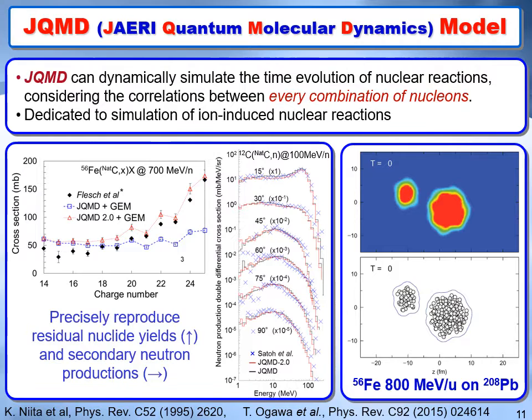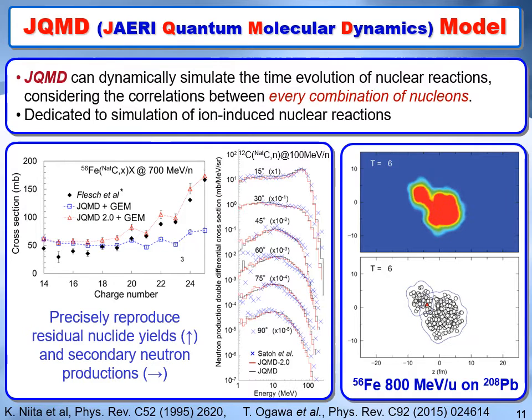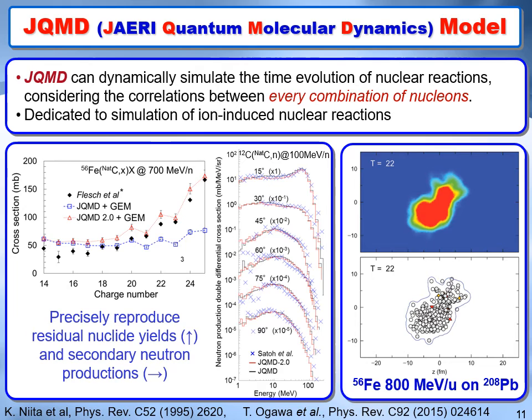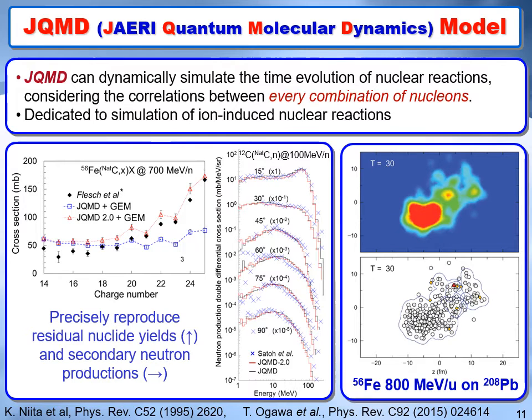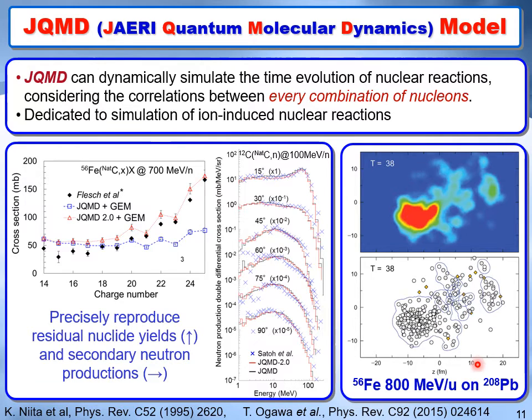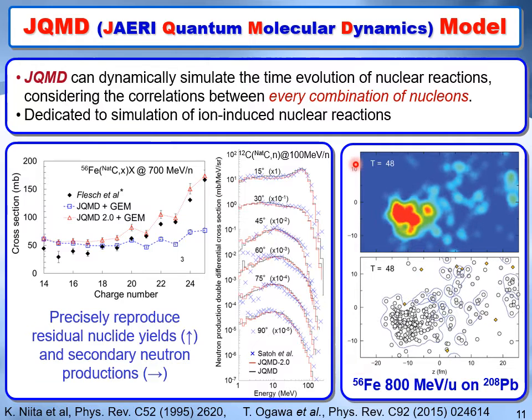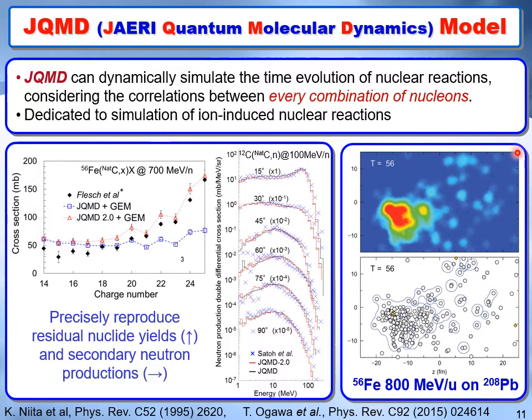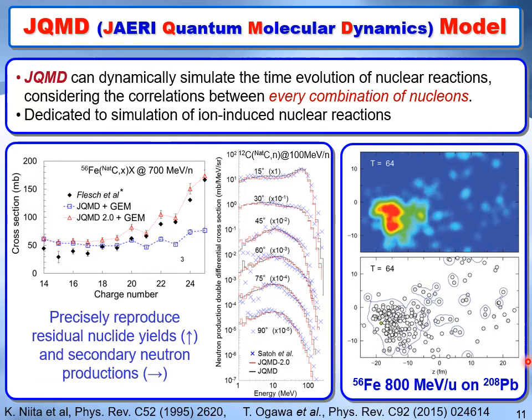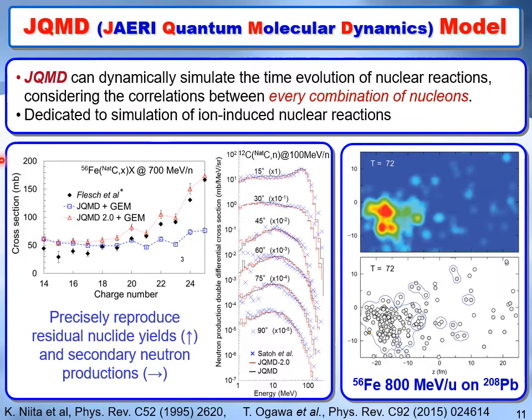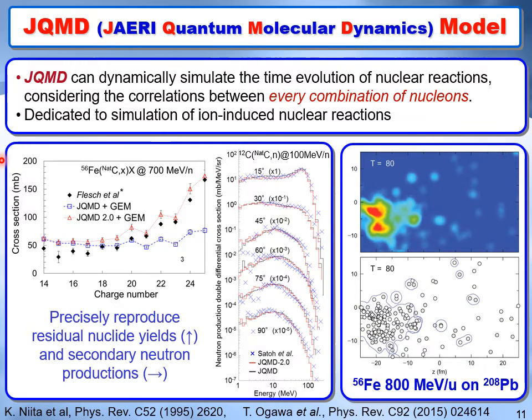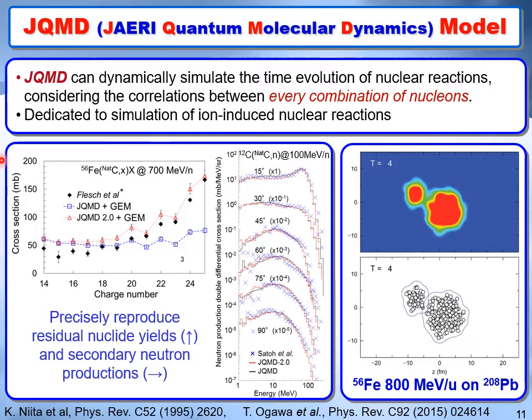The first one is JQMD, J-PARC quantum molecular dynamics model. It can dynamically simulate the time evolution of nuclear reactions, considering the correlations between every combination of nucleons in the frame. So, it is dedicated to simulation of ion-induced nuclear reaction.